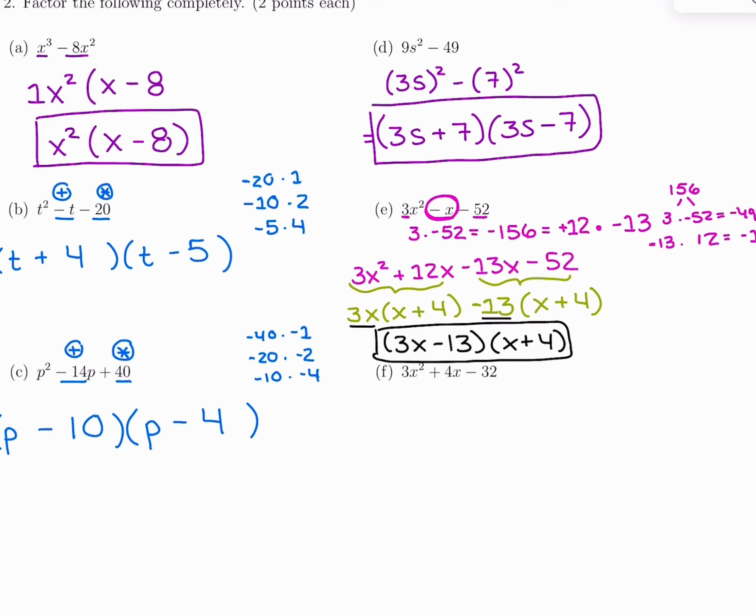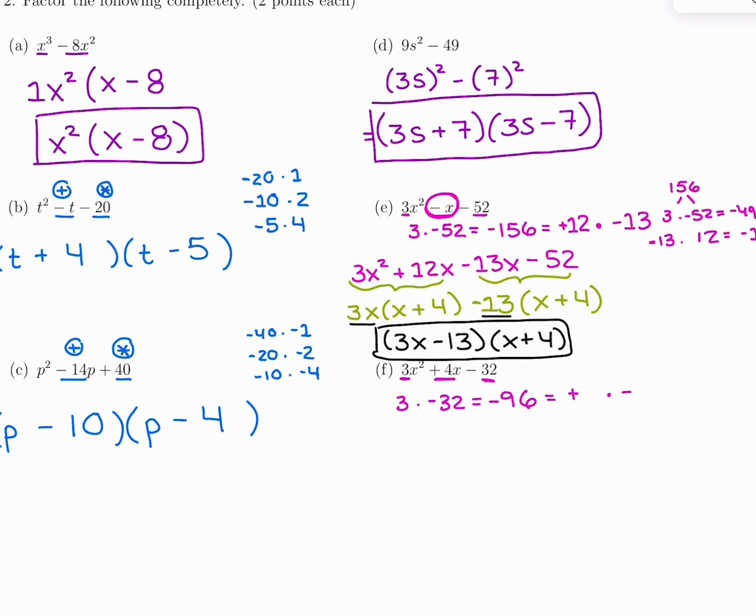We're going to do the exact same thing all over again. We have some pretty big numbers here, but that's okay. The AC method is multiplying a and c together, so 3 times negative 32. 3 times negative 32 gives me negative 96. And I want factors that differ by 4. To multiply to be a negative, you have to have a positive times a negative again. I want factors that differ by 4, but multiply to be that negative 96.